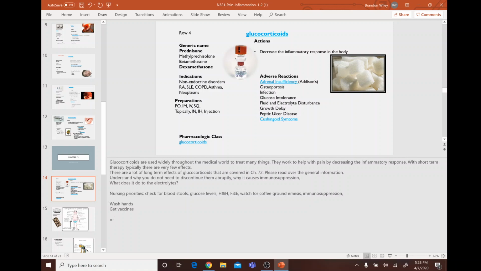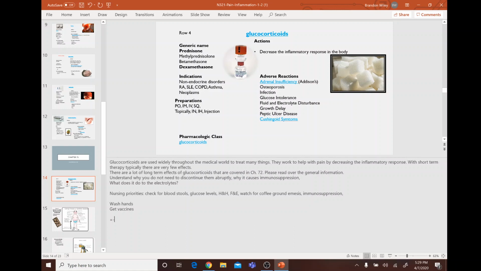Alright. Dexamethasone and prednisone are glucocorticoids. What do we use glucocorticoids for? Non-endocrine disorders, RA, SLE, COPD, asthma, neoplasms. How do we prepare glucocorticoids? PO, IM, IV, sub-Q, topically, inhaled, injection. What is the action of glucocorticoids? Decrease inflammatory response in the body.